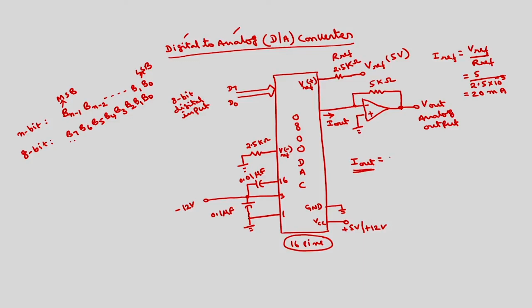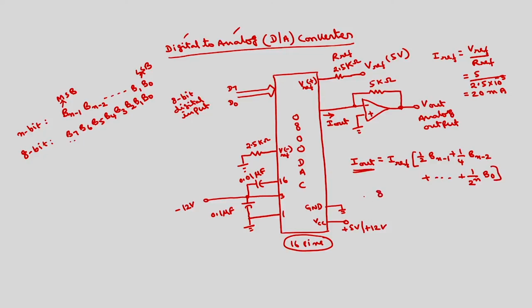The expression for this I out is I reference into 1 by 2 Bn minus 1 plus 1 by 4 Bn minus 2 plus so on up to plus 1 over 2 raised to the power of n B0.